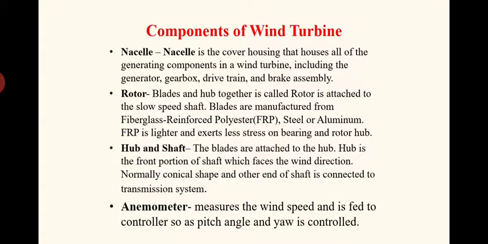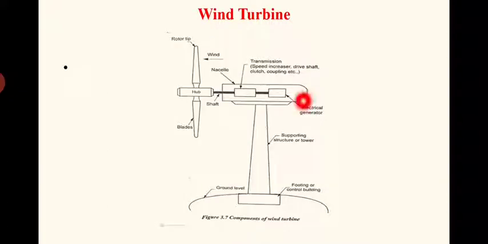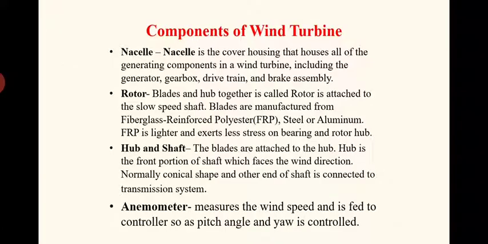Okay, now coming to the components of the wind turbine, first one is the nacelle. Nacelle is the cover housing that houses all of the generating components in the wind turbine, including the generator, gearbox, drivetrain, and even the brake assembly. Everything is included within this case. That is what is known as nacelle. So the outermost casing is commonly known as nacelle, and every transmission mechanism is included within that one.